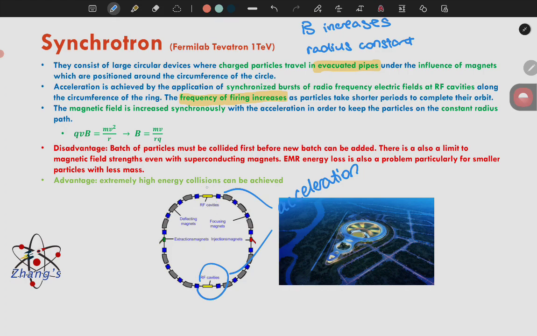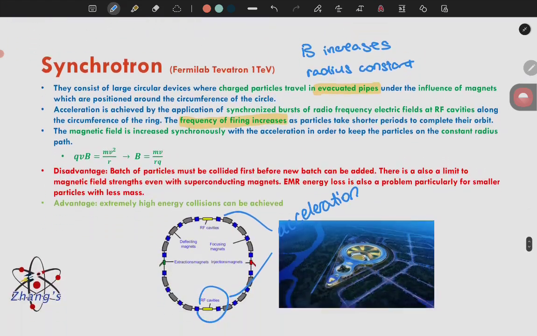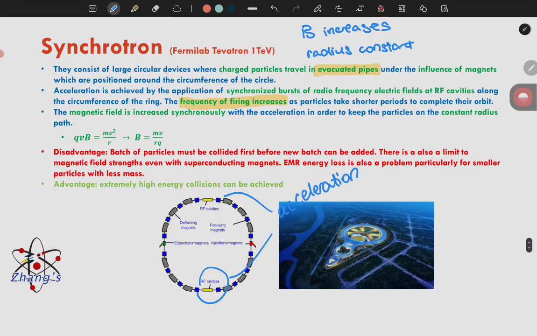So let's say you have a bunch of particles that move through at 50 hertz, and your RF cavities are firing at 50 hertz. Then if you have another set of particles that are moving through at 15 hertz, or 15 rotations per second, your RF cavities are not going to be firing in a way that is synchronous to allow them to accelerate at the right times. So obviously, the downside is you need to have a single batch of particles finished, colliding, and accelerated before you can get the new batch.